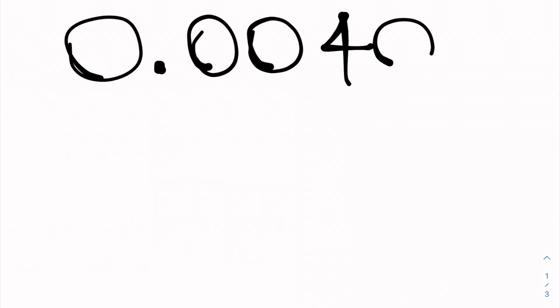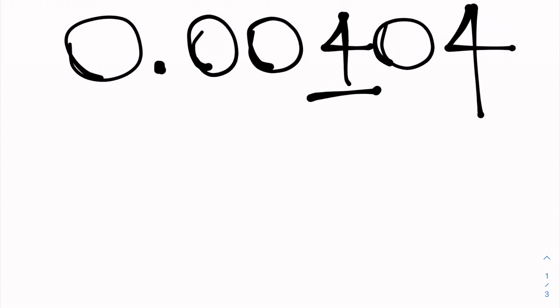Okay, now let's look at a more complicated example. Let's say we have 0.00404. Okay, this number right here, let's start with the non-zero numbers. So this 4 and this 4. These will always be significant. And we know this from rule number 1. And this 0 between the 2 non-zero numbers is also always significant, stated in rule number 2.